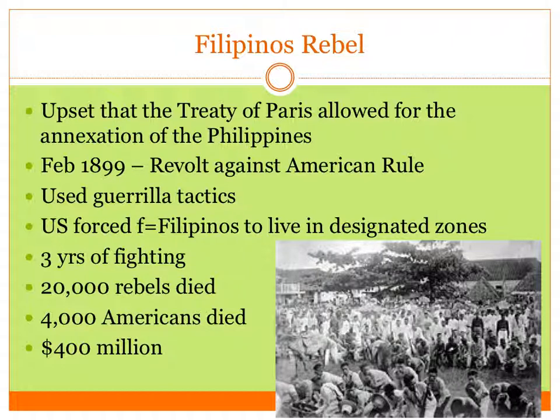They are going to use guerrilla war tactics. There will be 3 years of fighting. 20,000 rebels died. This cost more. More Americans will die in this rebellion than you had in the actual Spanish-American War. 4,000 Americans died, and it would cost the American government $400 million.